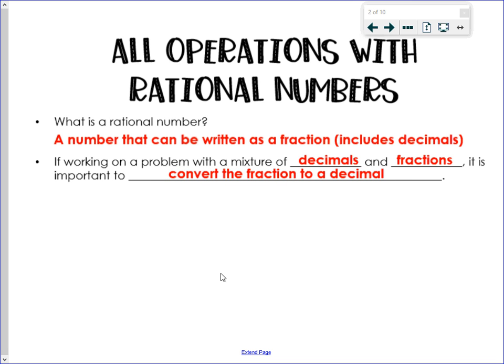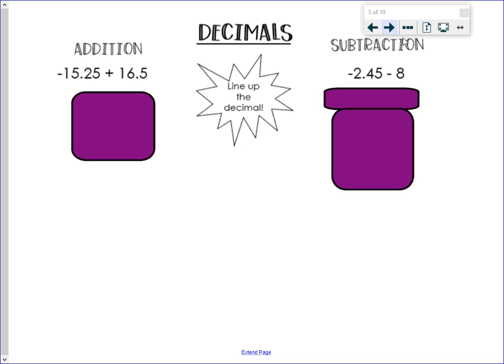And don't forget, make sure you pause this so you can write this, so you're not trying to play catch up this whole time. Make sure you're pausing it so you can take good notes. If working on a problem with a mixture of decimals and fractions, it is important to convert the fraction to a decimal first. All right, so let's do some review here.